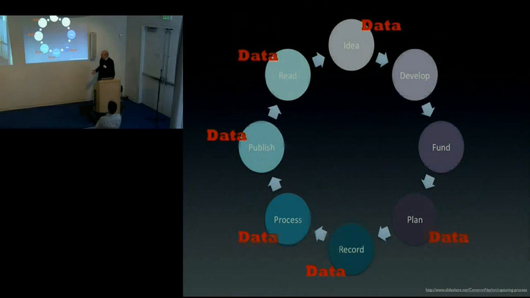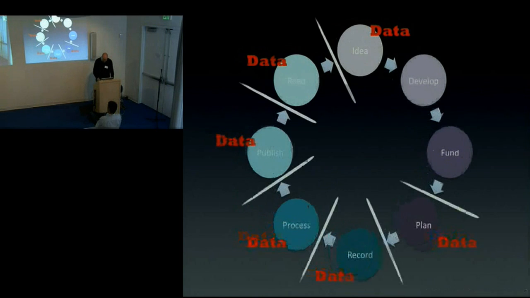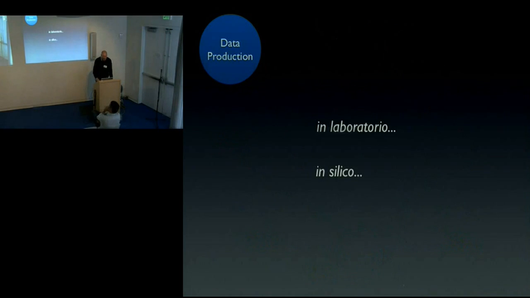Now, virtually all stages of that cycle involve data, of course, but virtually all stages of that cycle are also disjoint. It is very, very difficult to bridge data from one silo to another silo along that route. And the main reason that they're disjoint simply has to do with the way in which science, and chemistry in particular, at the moment produces data and publishes data and communicates data.